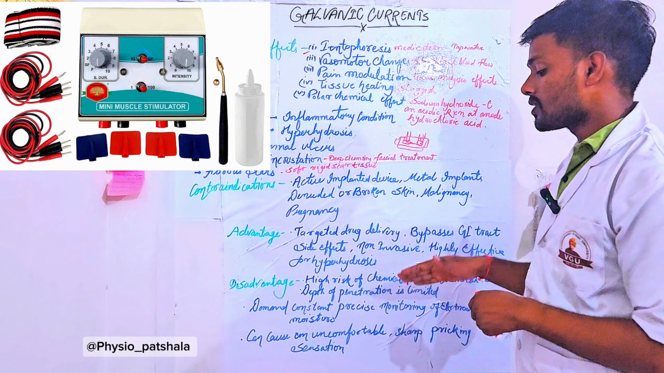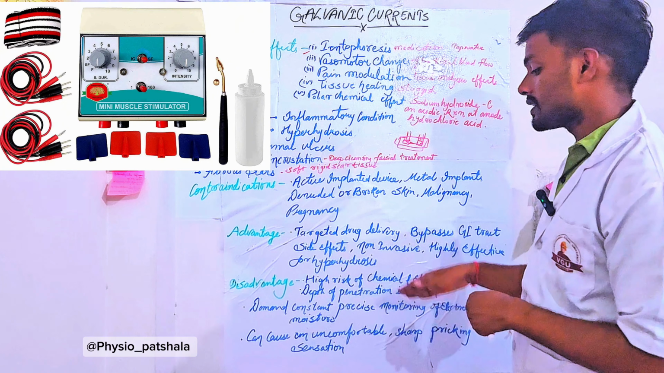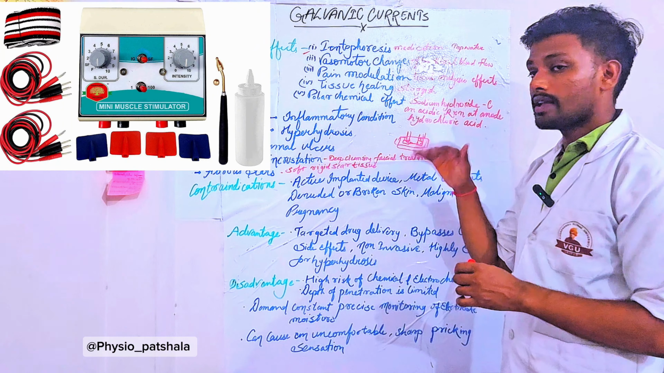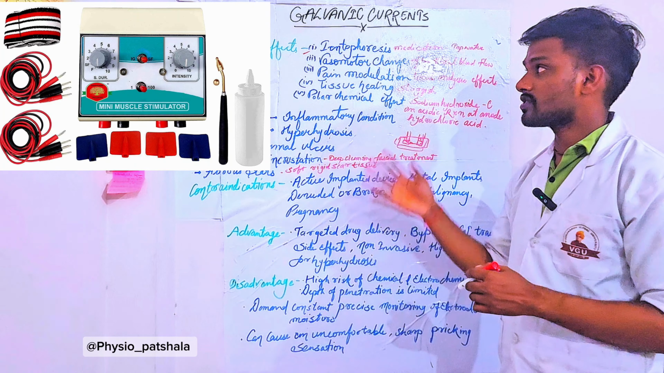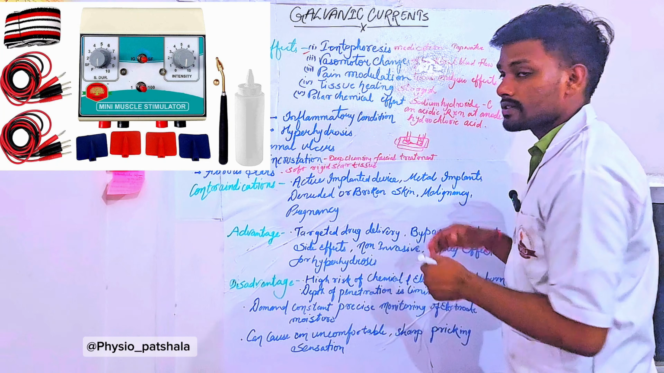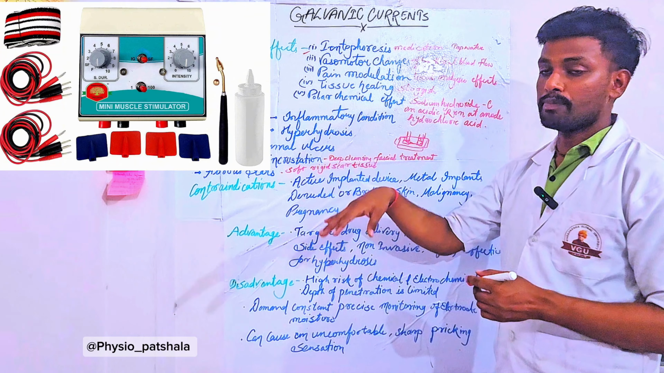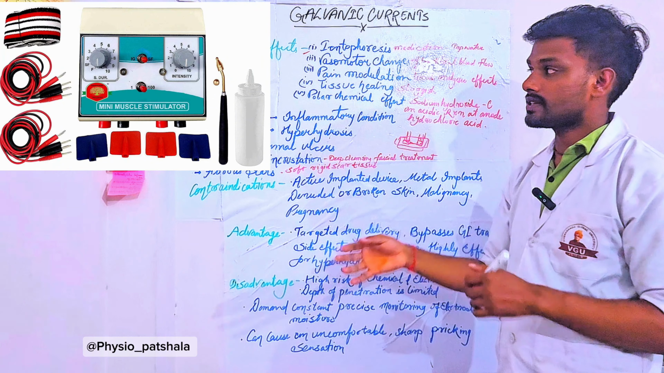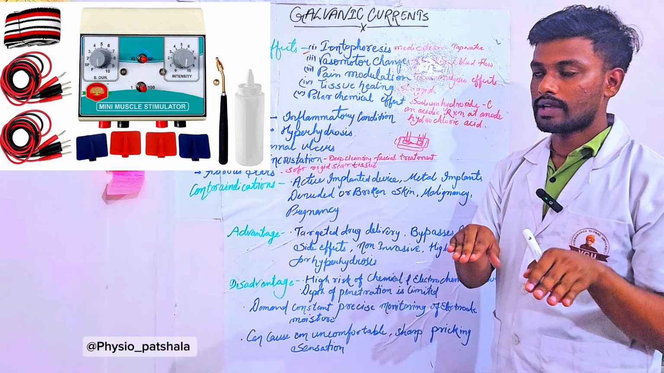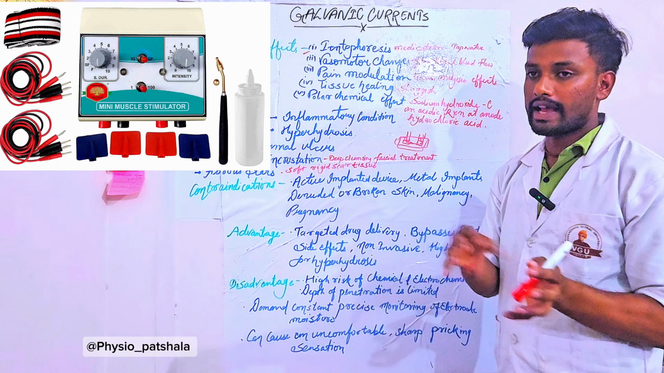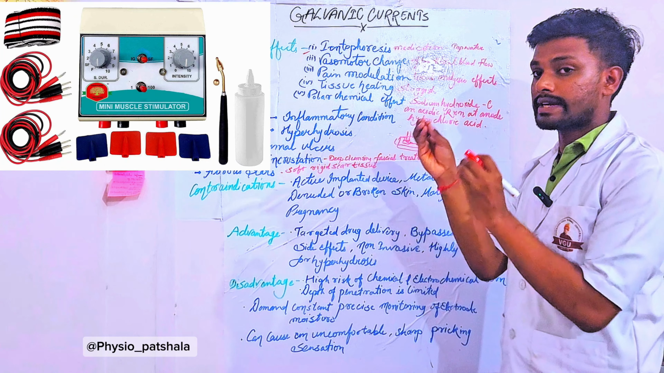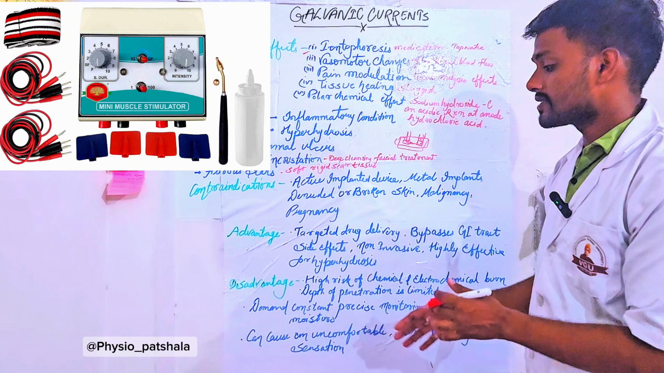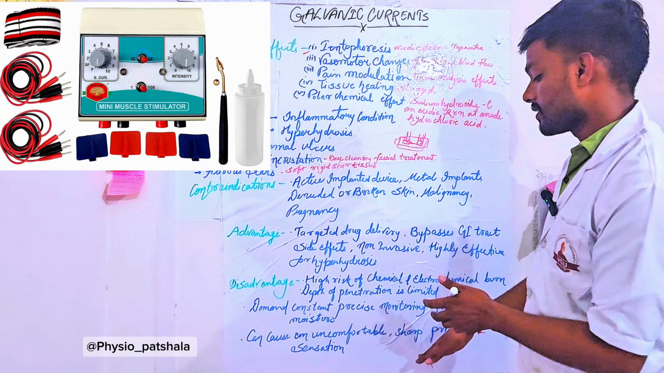Last, it can cause an uncomfortable, sharp pricking sensation. What does that mean? In the last video we discussed the sawtooth and the different types of galvanic current. With a sudden increase or decrease, the pricking or tingling sensation should increase gradually, not suddenly. A sharp tingling pain on the skin that suddenly decreases for the patient is the meaning of uncomfortable and sharp.